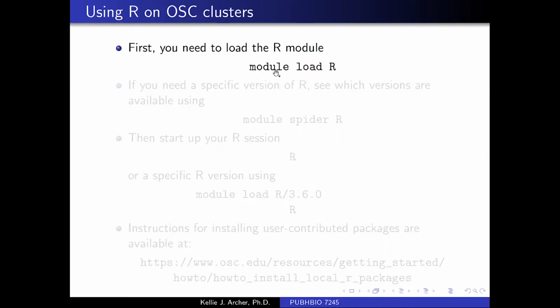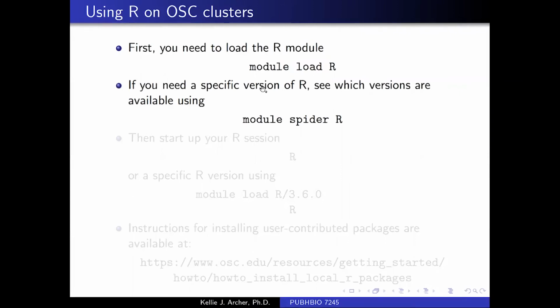If we want to use R, we use the command module load R. If you need to use a specific version of R, suppose that only a certain specific version has a package that you're interested in using, you need to identify what packages are available on the Ohio Supercomputer Center by issuing module spider R. Either way, you can either start up the R session when using module load R, or if you've loaded a specific version by module load R/ with the version number, then you can execute the R command.